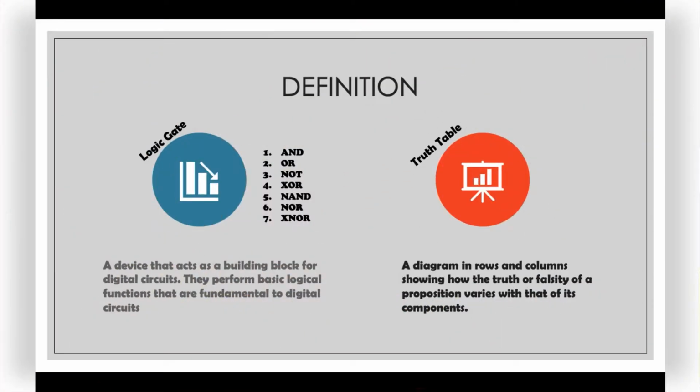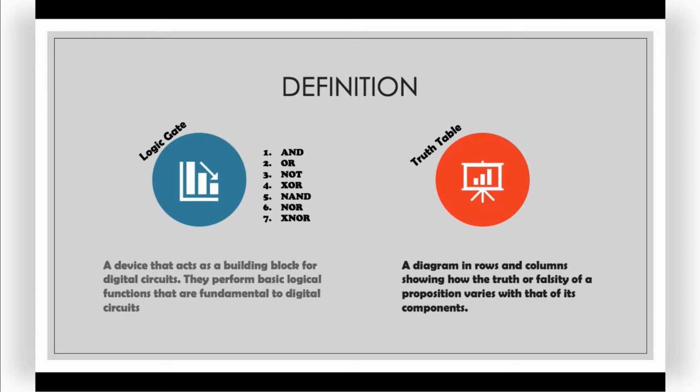For the first one is logic gate. Logic gate is a device that acts as a building block for digital circuits. They perform basic logical functions that are fundamental to digital circuits. There are 7 types of logic gate.